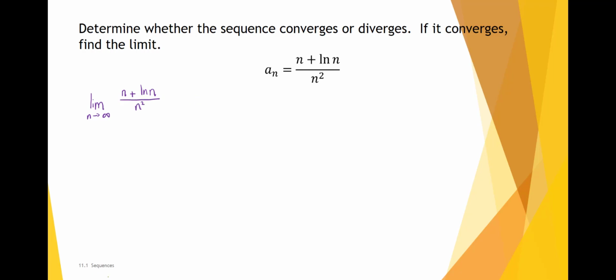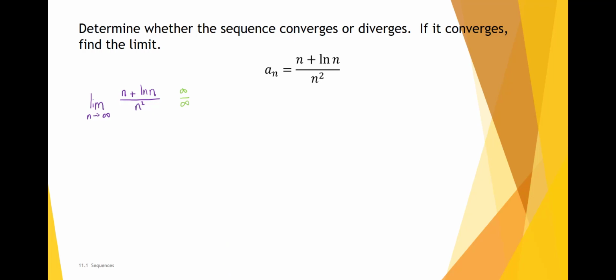If we think about what happens as n gets large, the top of this fraction will get large, and the bottom of this fraction will also get large. So we have an indeterminate form, infinity over infinity. The tool we have for infinity over infinity is L'Hopital's rule.